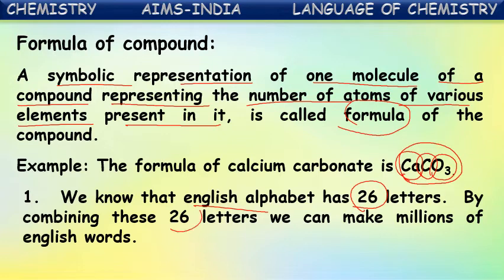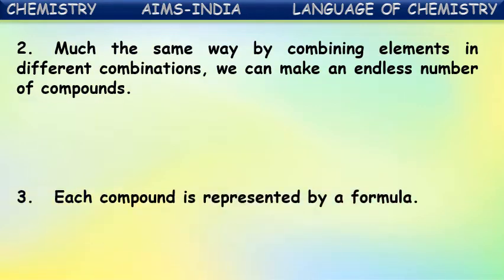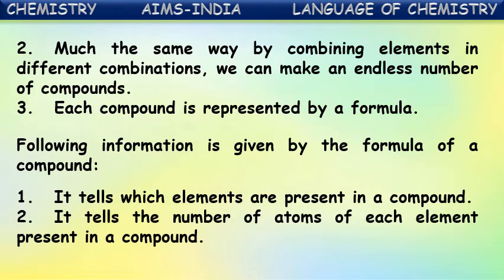By combining these 26 letters, we can make millions of English words. Isn't it? Like that only. In total we have 118 elements. By combining all those elements also, we can get an endless number of compounds.